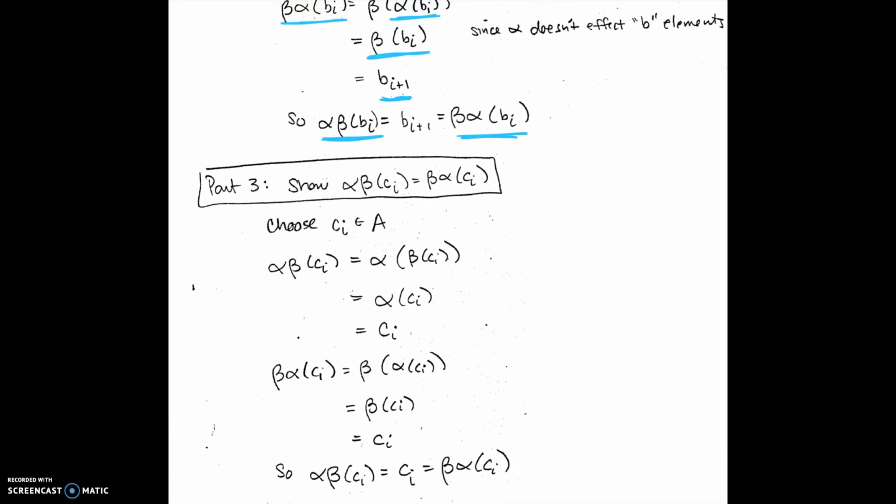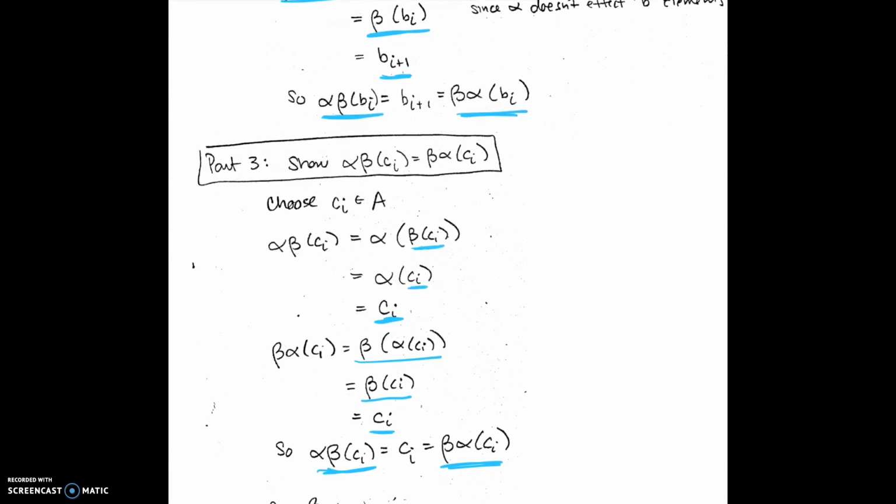So we know that alpha and beta don't affect the C elements. They're not part of those cycles. So alpha beta of Ci, same thing as alpha of beta of Ci, right? Beta doesn't affect the C's, so it's still just Ci. Alpha of Ci, alpha doesn't affect the C's, so it's still Ci. If I reverse the order, I get the same result. So alpha beta of Ci is equal to beta alpha of Ci.